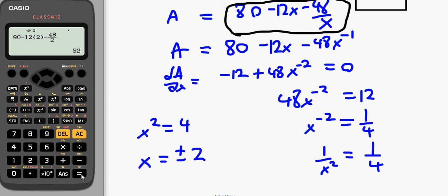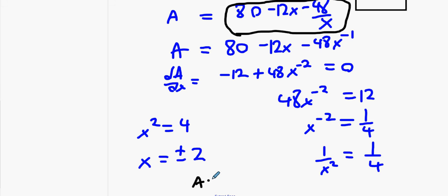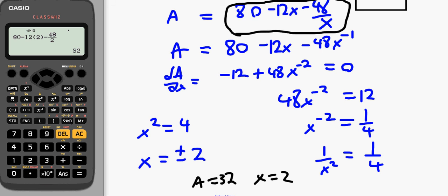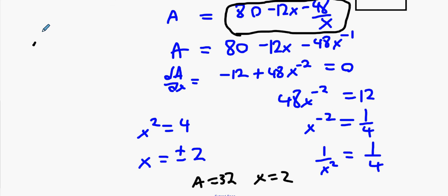Alright, first area is 32. That's x equals 2. And second area is 128 for the other one. So it's safe to say that the max is 128 when x equals minus 2, and the min is 32 when x equals 2.